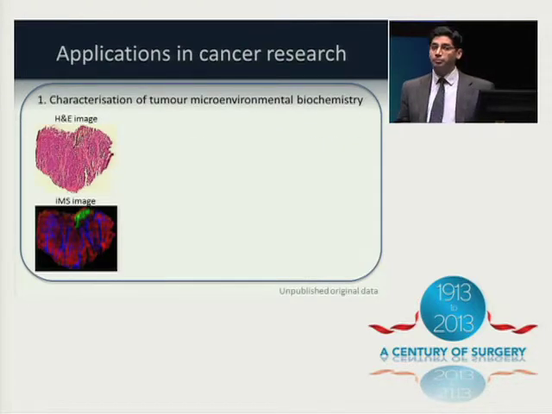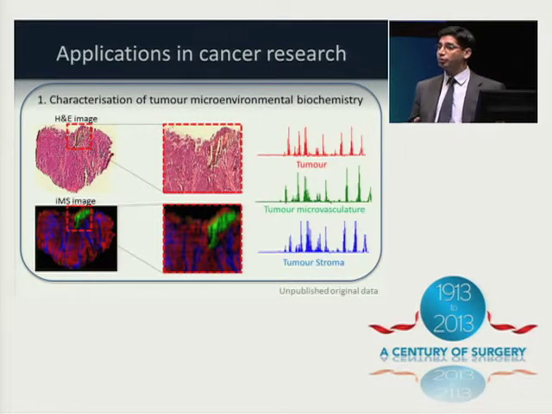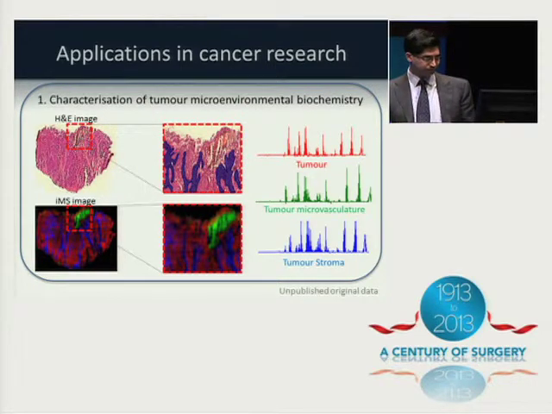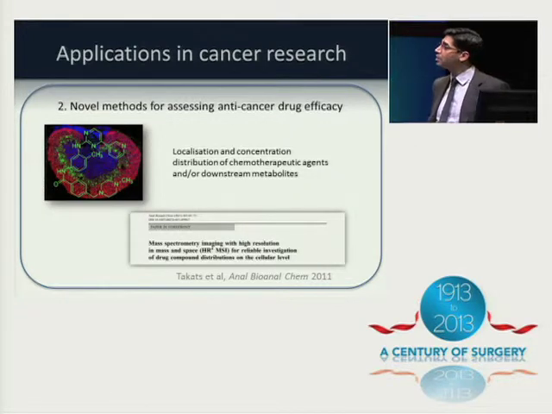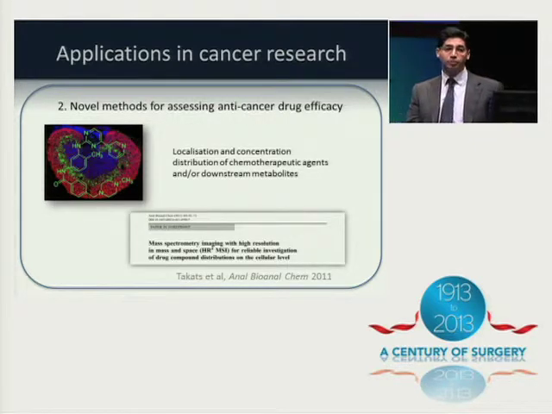In very broad terms, IMS approaches are likely to have two main areas of application in systems oncology. Firstly, they offer a means of chemically mapping the tumor microenvironment in a way that has not been possible until now. This has potential to generate novel prognostic and therapeutic cancer biomarkers based on region of interest-specific molecular ion composition. Secondly, IMS approaches offer a means of assessing the localization and concentration distribution of chemotherapeutic agents and/or their downstream metabolites within different regions of the cancer microenvironment. This in turn offers the opportunity to explore anti-cancer drug mechanisms and efficacy from an entirely novel perspective.